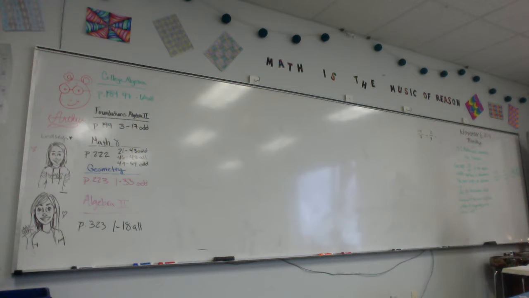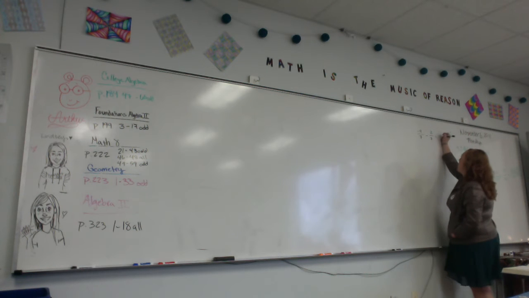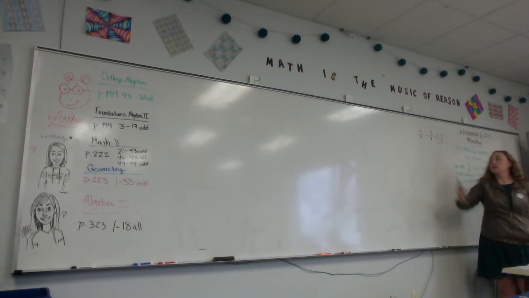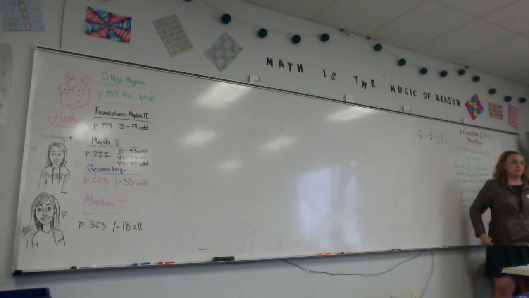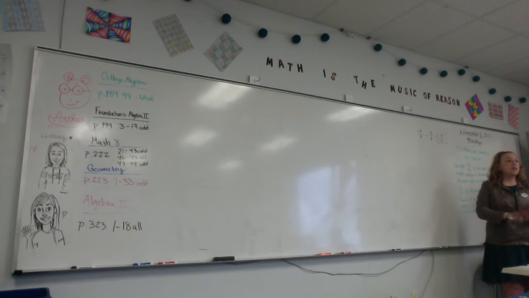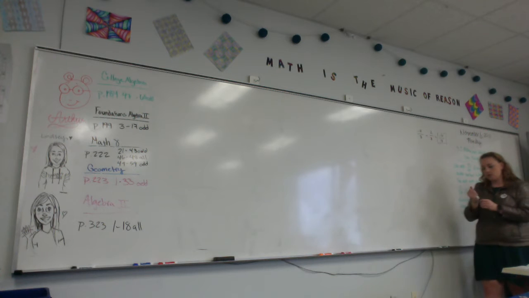It would be negative 6 over 7. But what's 7 minus 7? You don't do that. The denominator stays the same always. Okay. You always keep the denominator the same.